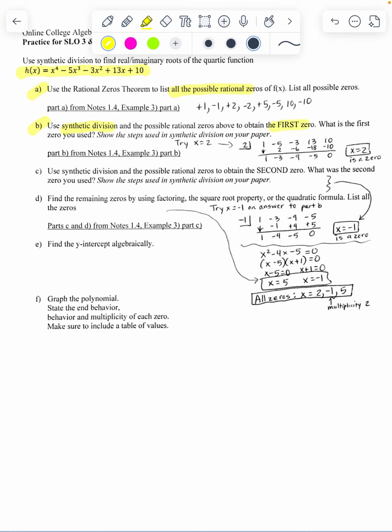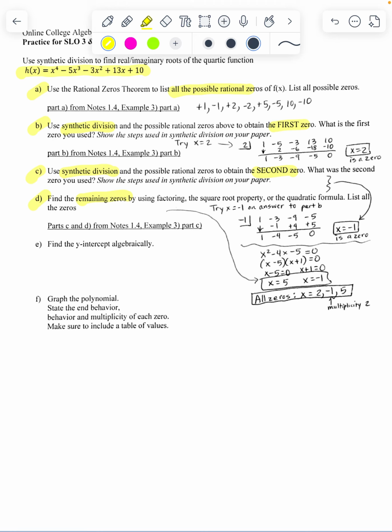In that video for that example, we used the graph in Desmos or whatever graphing calculator you're using to give us a hint to find a good choice to try for the first zero. Part C, use synthetic division to find a second zero, again using the graph to get a hint. And then part D is to find the remaining zeros either using factoring, square root property, or the quadratic formula.